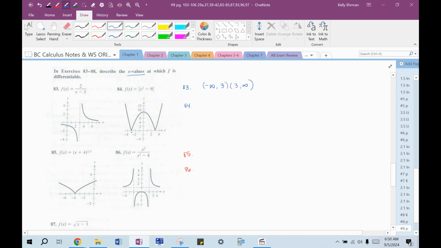And for 84, we have two sharp turns. So not differentiable at plus or minus 3, which means it's differentiable everywhere else. So -infinity to -3, -3 to 3, and 3 to infinity.